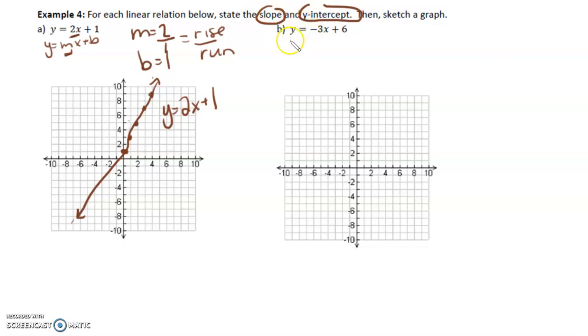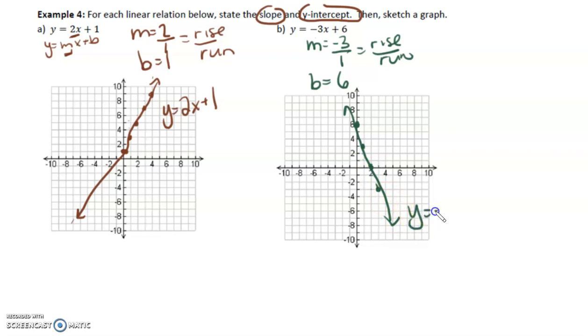Okay, B, y equals negative 3x plus 6. So the m is negative 3, technically over 1. Okay, so that's our rise over our run. And the b is 6. So plot the b first, and then we're going to go down 3 over 1, down 3 over 1, down 3 over 1. Okay, connect the dots with a line, put arrows on both sides, and label your line.